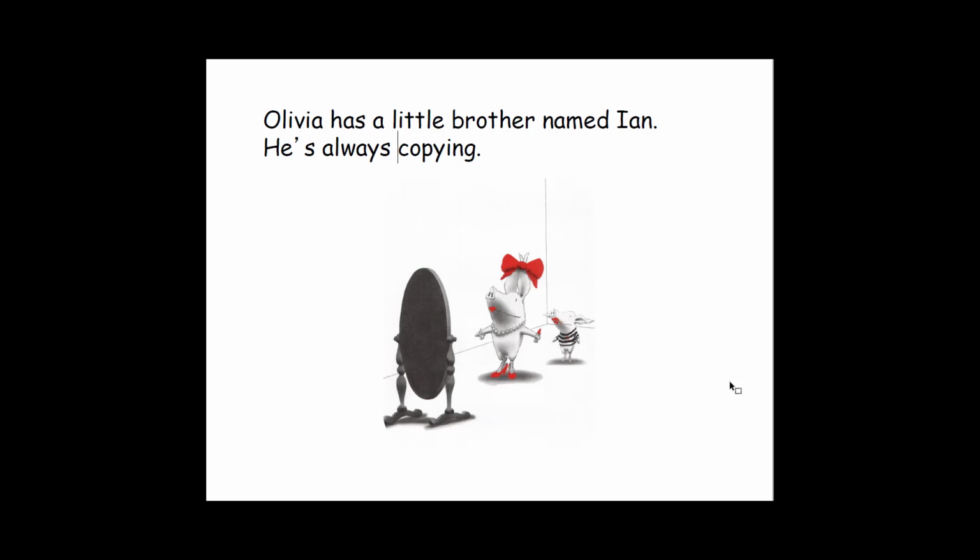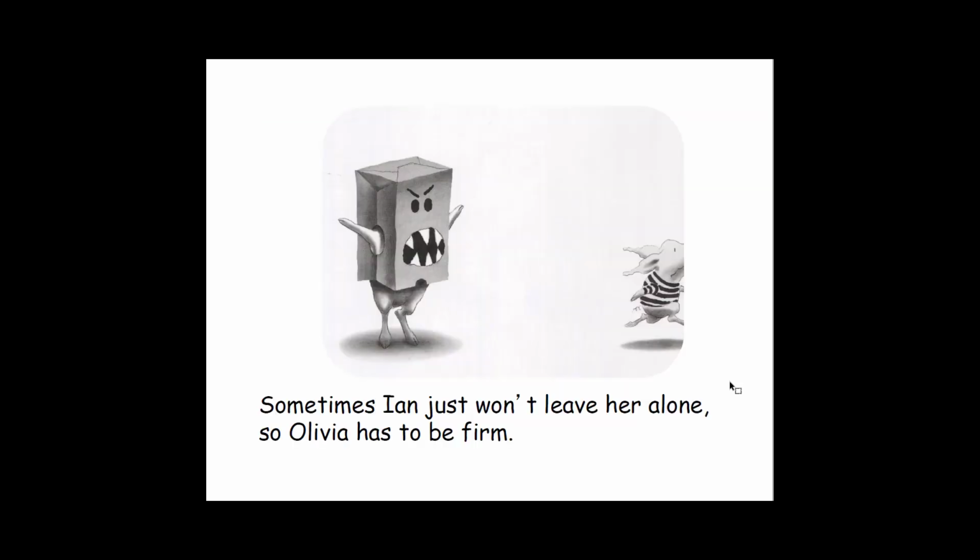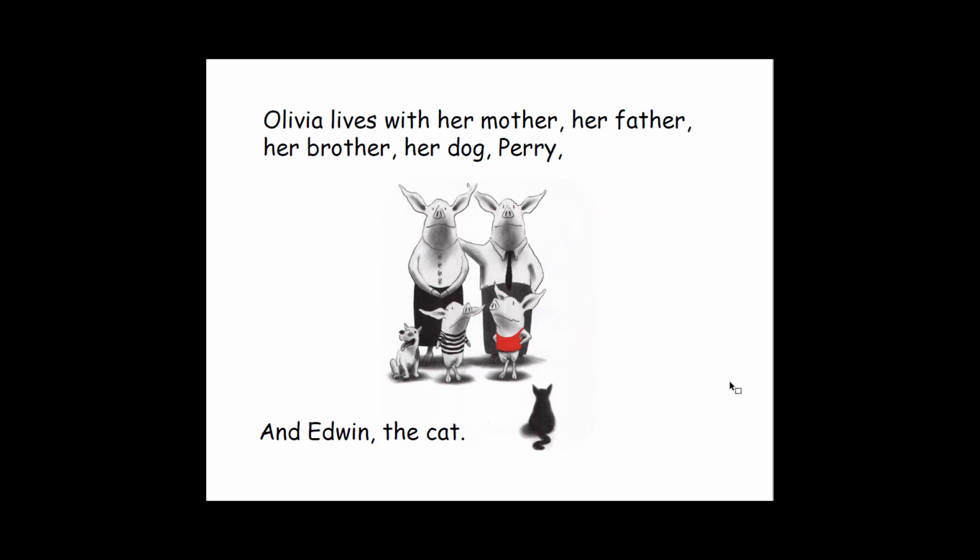Olivia has a little brother named Ian. He's always copying. So Olivia has a family. She has a little brother, and he likes to copy her. Sometimes Ian just won't leave her alone, so Olivia has to be firm. What did Olivia do? Did she scare her little brother? Do you remember what her little brother's name is? That's right, it's Ian. Olivia lives with her mother, her father, her brother, her dog Perry, and Edwin the cat.